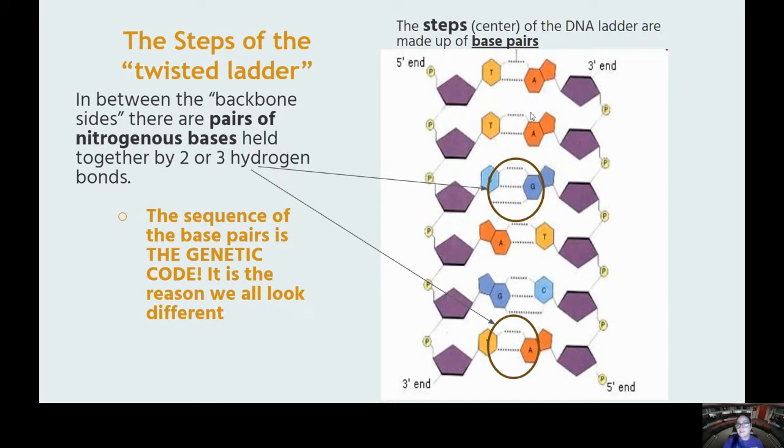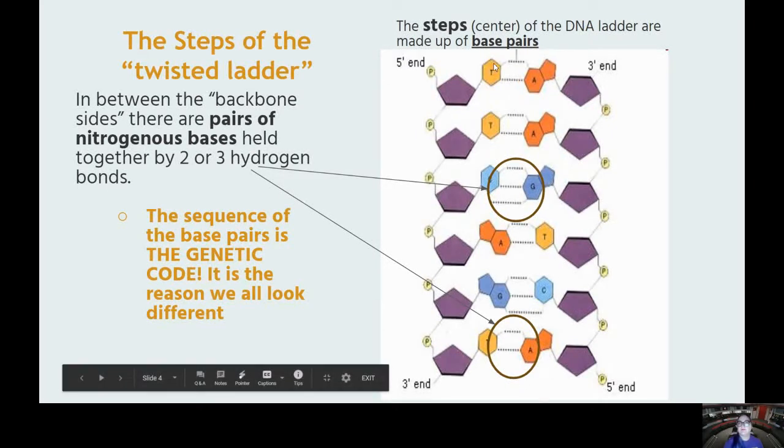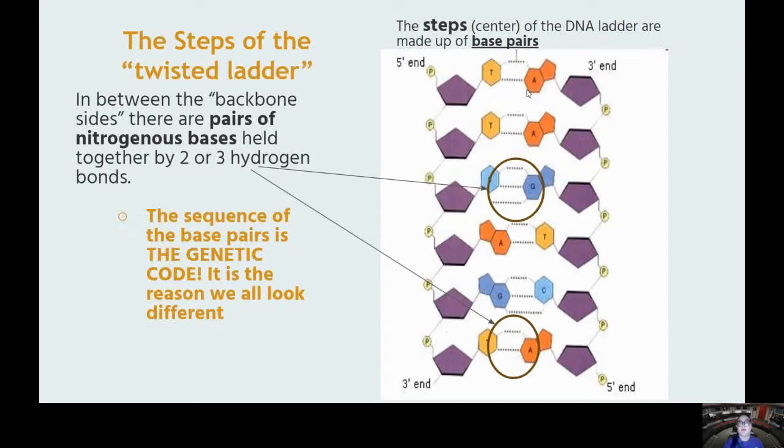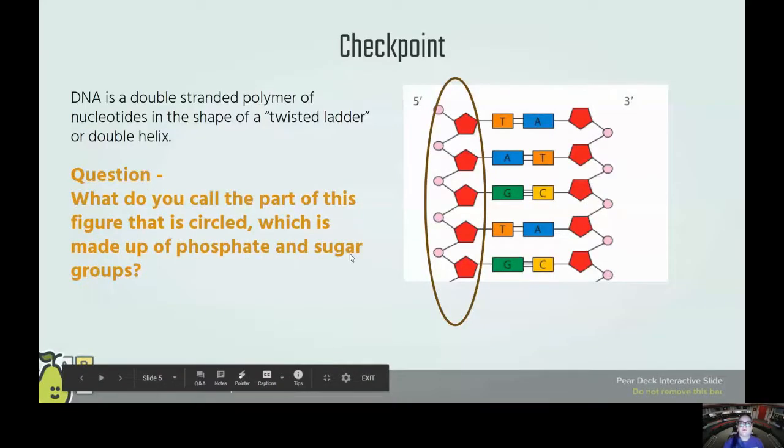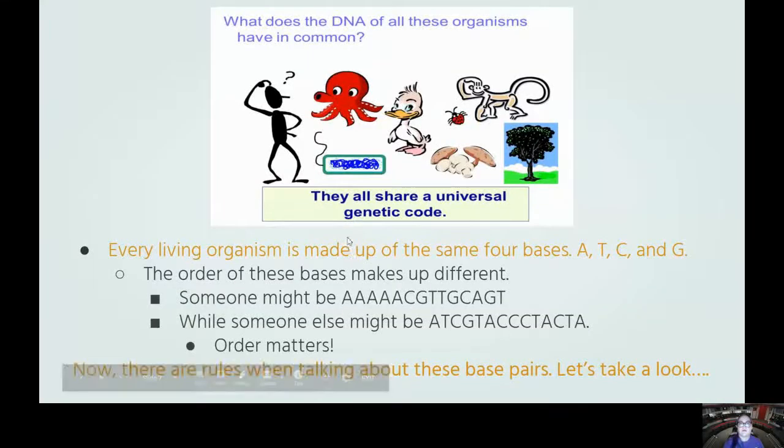So the steps here, or the center of our DNA ladder, are what we call base pairs. So the pairing of the two nucleotides and the bond holding them together. That is what the genetic code is, right? So this section is the information, the genetic information. Now, every living organism is made up of the exact same 4 nucleotides, right? Of the exact same 4 nitrogenous bases in our nucleotides.